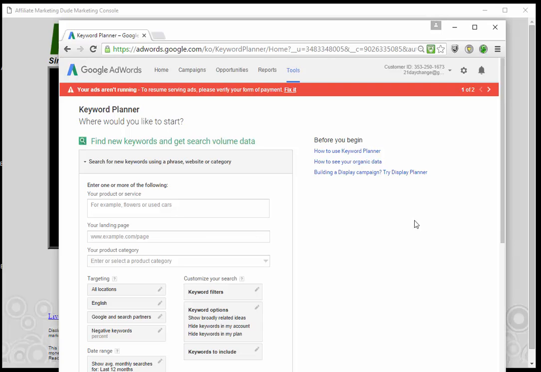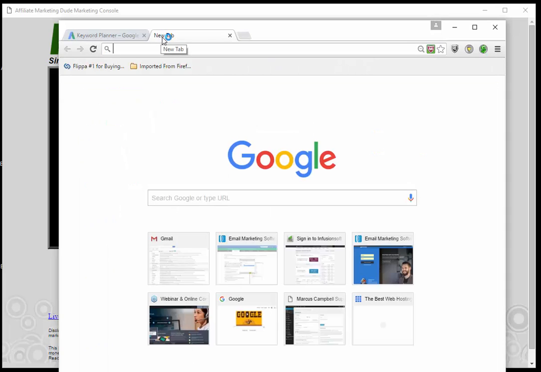Now it's very important that you know what's going on behind the scenes. What does this actually mean? Well, every month and every day of every year, Google is looking at all the searches that are done on its search engine and tallying them up as an inventory.